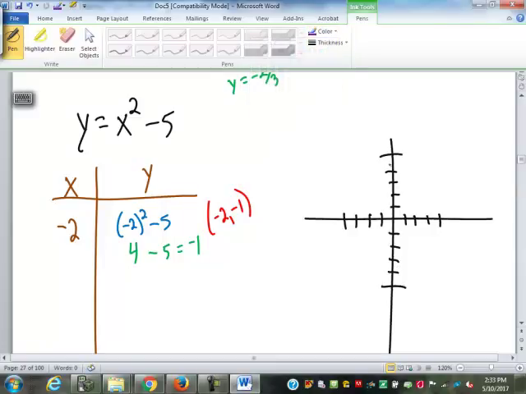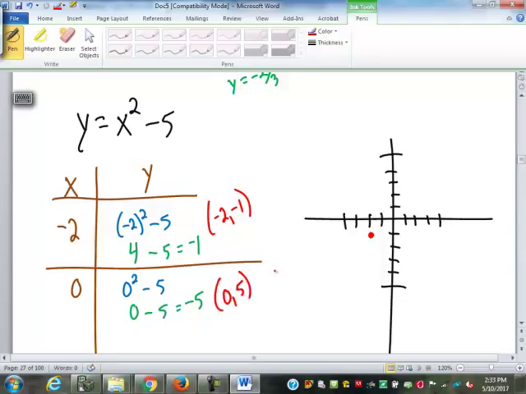X is negative 2, y is negative 1. So there's a point right there. Let's use 0 for x. If x is 0, y is 0 squared minus 5. Well, what is 0 squared? 0. 0 minus 5? Negative 5. So we have 0, negative 5. So 0, negative 5 is right there.